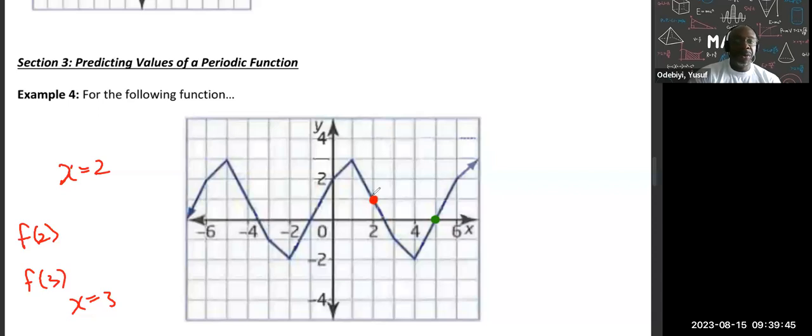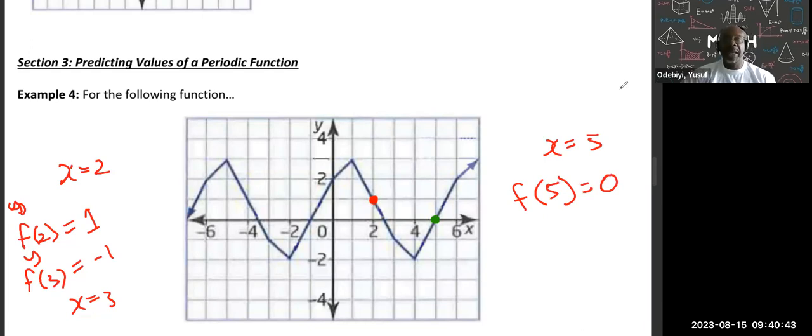So when x is 2, my function, which is my y value, remember this is going to be the y value. Okay, what is my y value? So at f of 2, my y value is 1, right? And then when x is 3, my y value now is -1. Okay, so that's what we're saying here. Okay, and then over here, with this one here, x is 5. That means f of x or f of 5. What is that? Looks like it is 0. Okay, that's what we're looking at there.